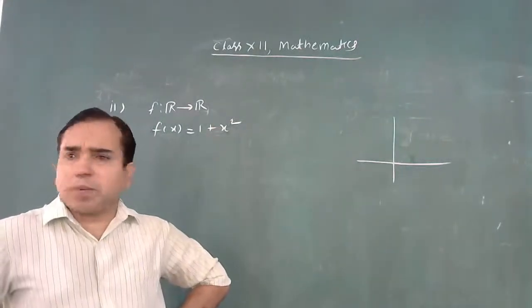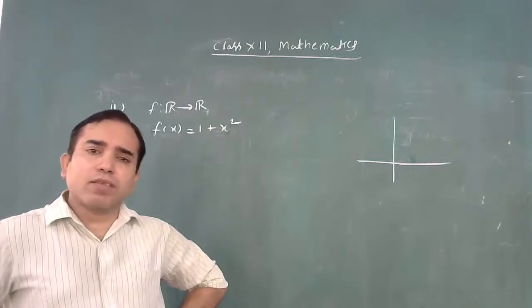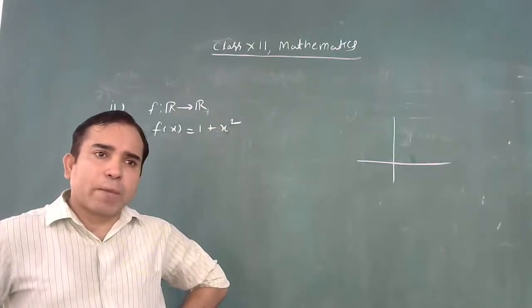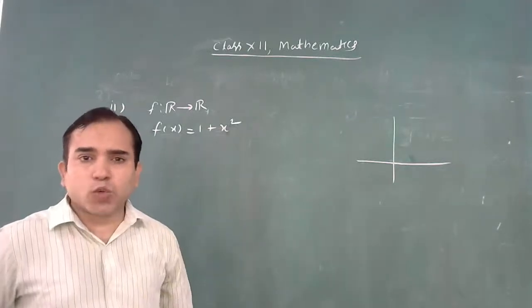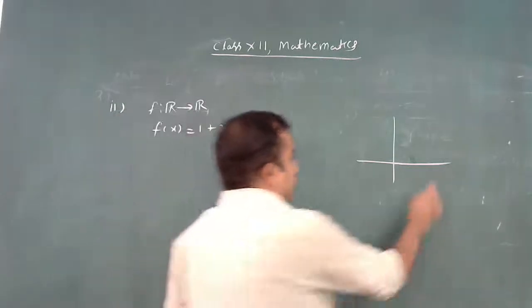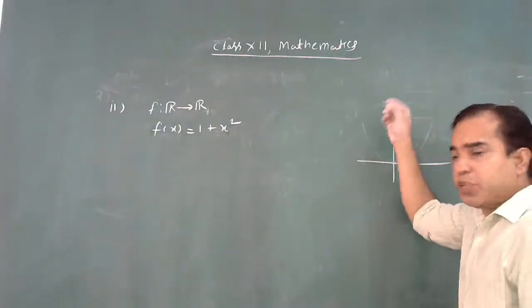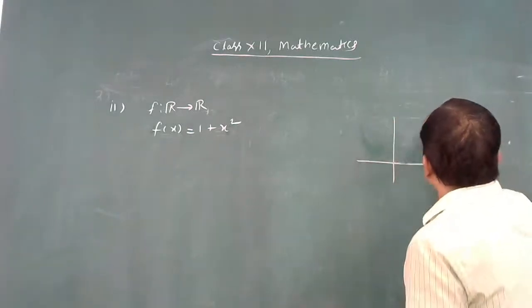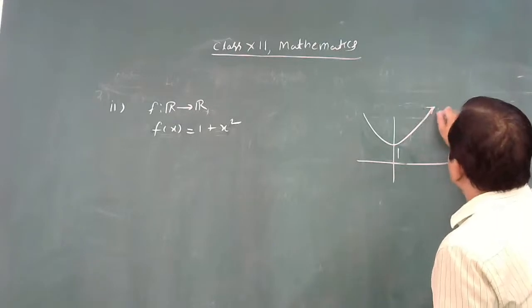x square का ग्राफ पता है, अभी तो ड्रॉ किया था, U shape parabola. x square plus 1 how to draw? x square plus 1 अगर आपको ड्रॉ करना है तो the method is that x square graph you take, you know this is x square graph, and this graph you uplift 1 unit, and if you do that you will get this, like this. This is the graph of x square plus 1.